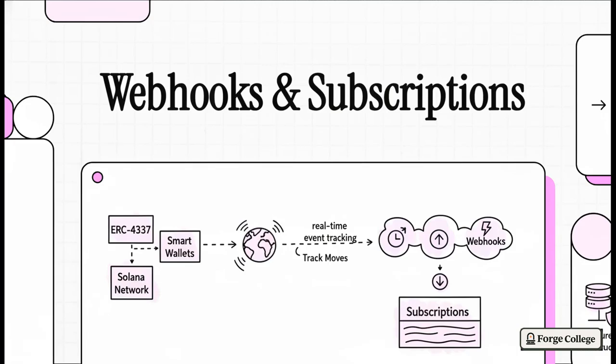So if you were with us for the last lesson on ERC4337 and Smart Wallet integration patterns, we basically built the foundation for some seriously advanced user interactions. But now that those smart wallets are out in the wild making moves on Solana, how do we actually track what they're doing? I mean, without completely melting our own infrastructure in the process, right? Well, today we're making the jump into real-time event tracking. Let's get right into setting up webhooks and subscriptions.